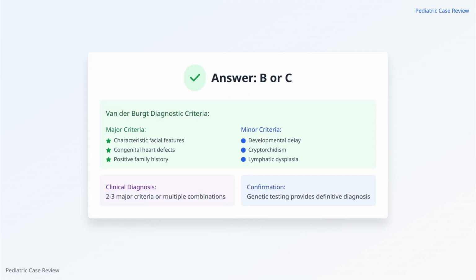The diagnosis uses the Vanderburg scoring system with major and minor criteria. Major criteria include characteristic facial features, congenital heart defects, and positive family history. Minor criteria include developmental delay, cryptorchidism, and lymphatic dysplasia. Typically 2 to 3 major criteria or multiple combinations establish clinical diagnosis. Genetic testing provides definitive confirmation.